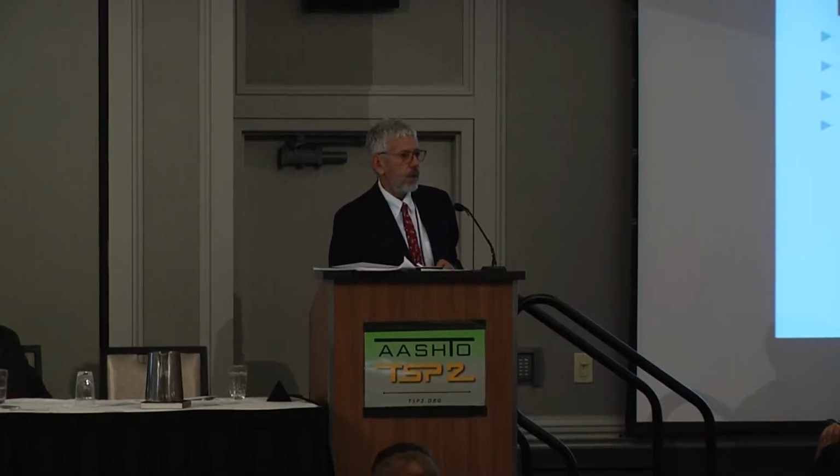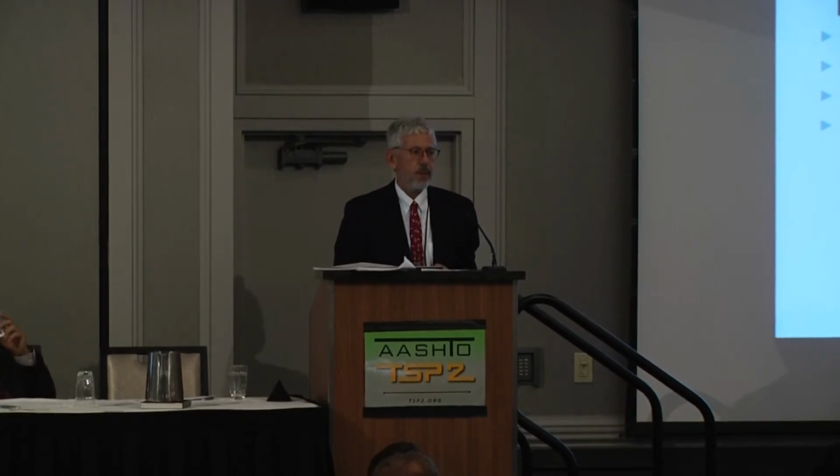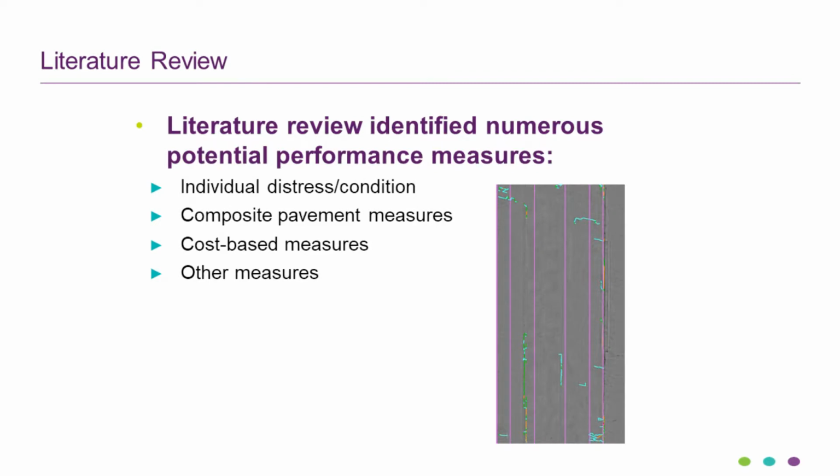The purpose of the literature review, the first objective, there was a second one that I'll get to in a minute or two, was to try to identify as many potential candidate performance measures as possible. We were able to find at the time, this was about 3 years ago, 40 plus performance measures. We grouped them into the 4 categories that you're looking at here.